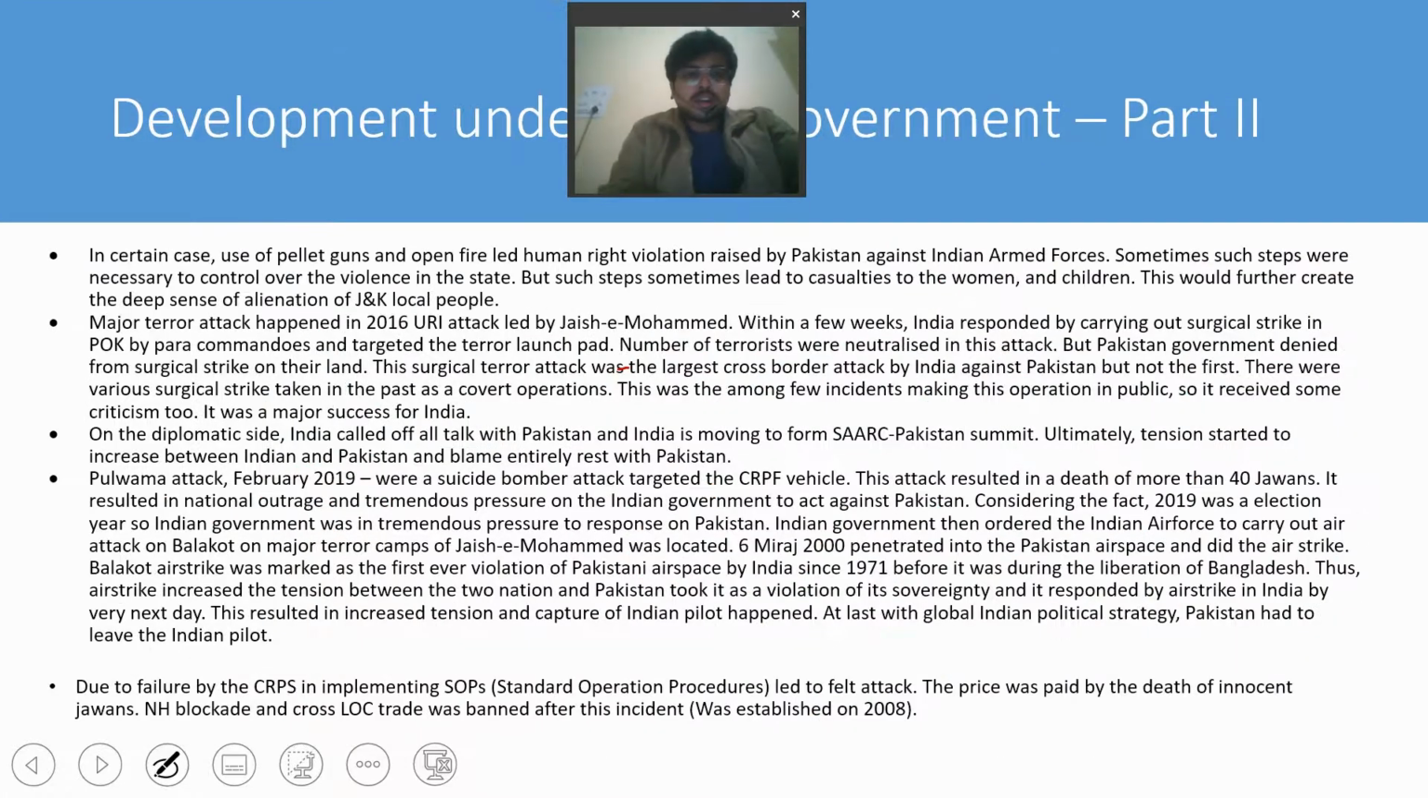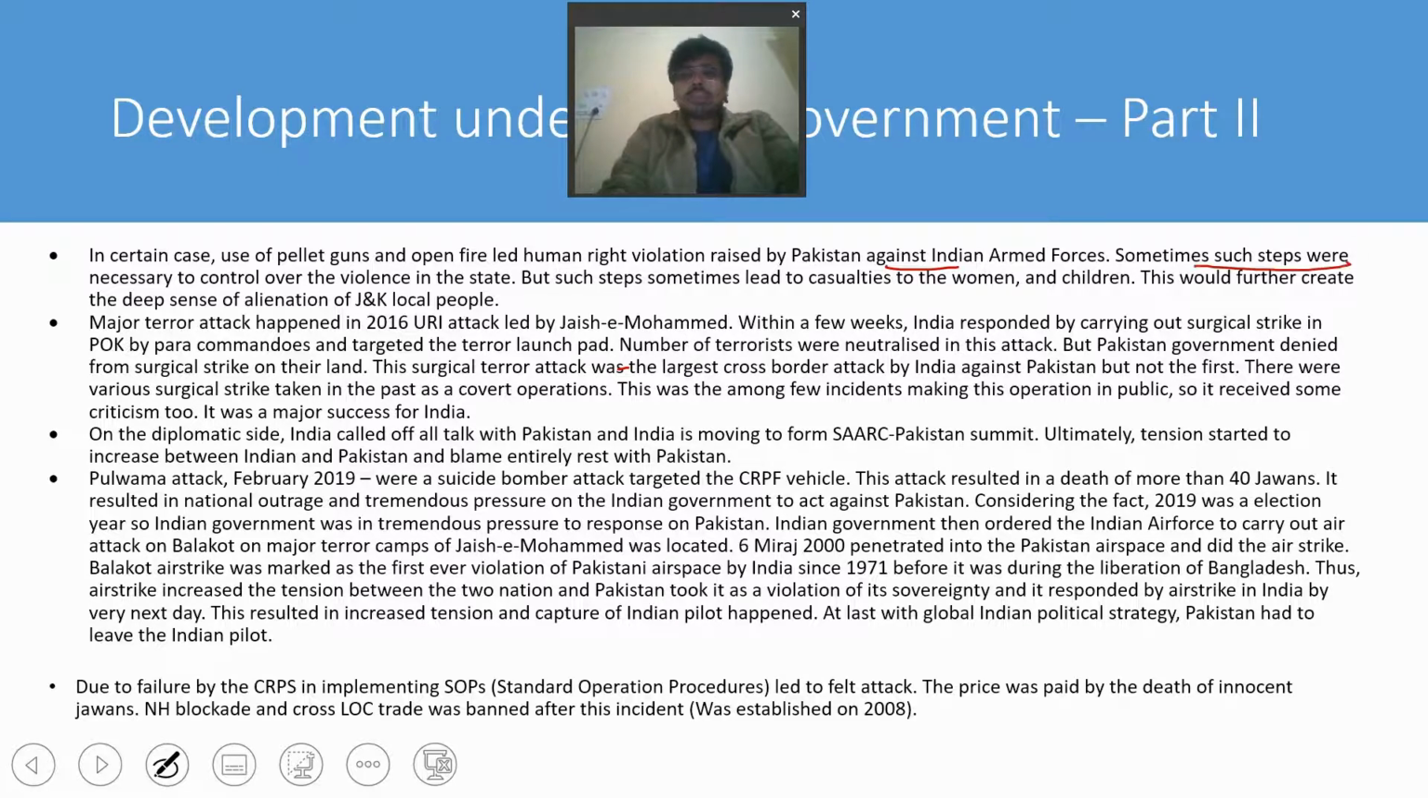So in certain cases, the use of pellets, stone guns, and open fire led to human rights violation claims raised by Pakistan against the Indian armed forces. Many a time Pakistan used to claim that India has opened fire on the mobs. So it was also creating a bad image in the international forum.